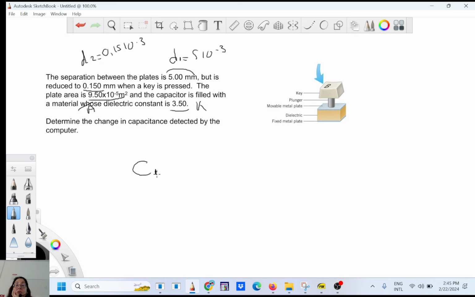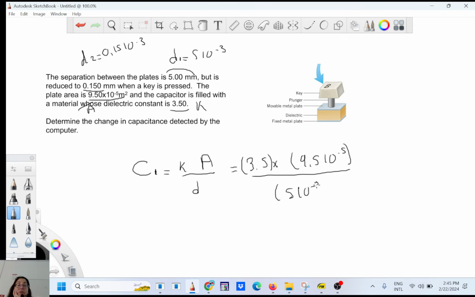So capacitance 1 before you hit the key equals K, proportional to the area, inversely proportional to the distance. So K is 3.5 times the area, so 9.5 times 10 to the negative 5, divided by the distance between the plates, and that's 5 times 10 to the negative 3. So before you hit the key, before you change the geometry.